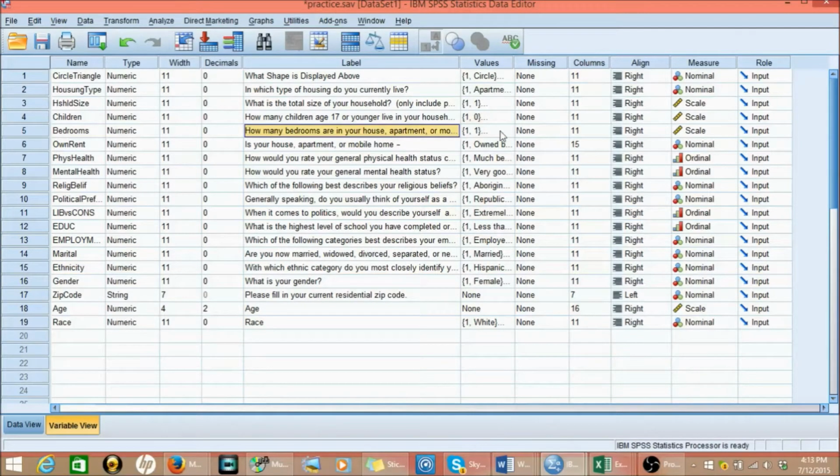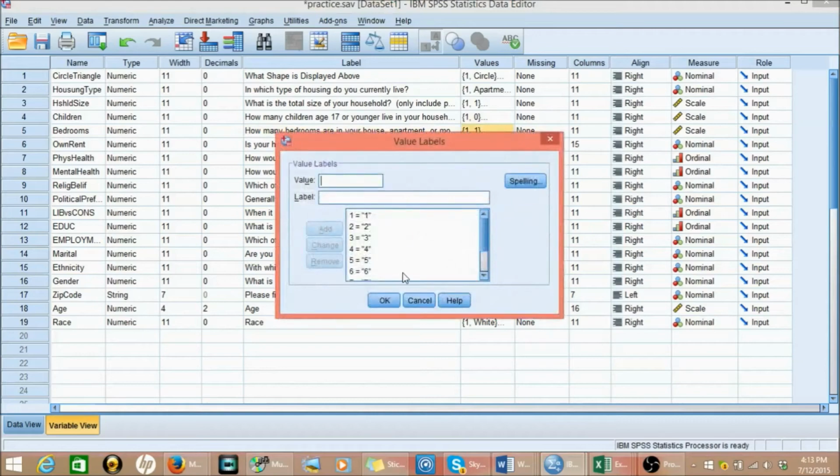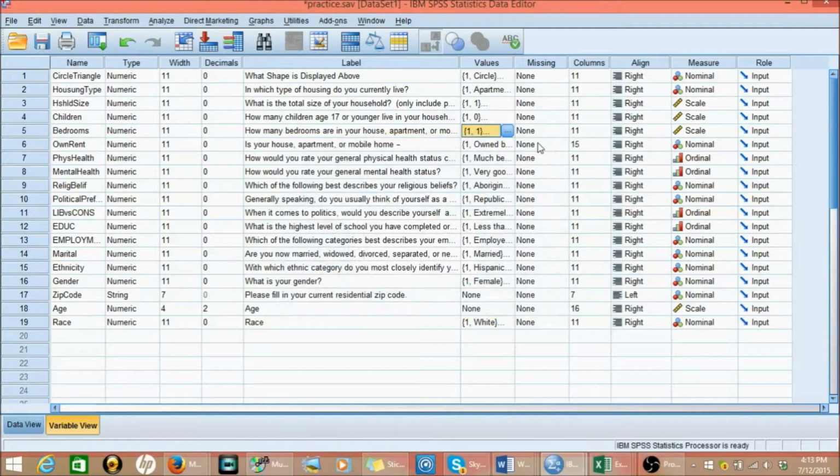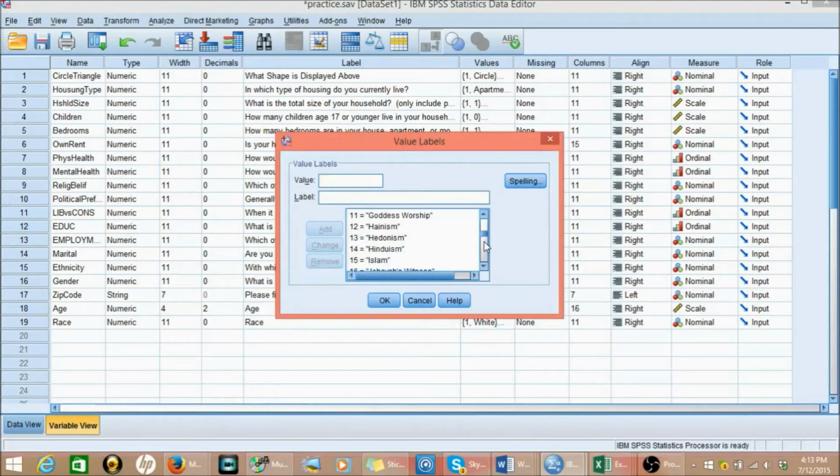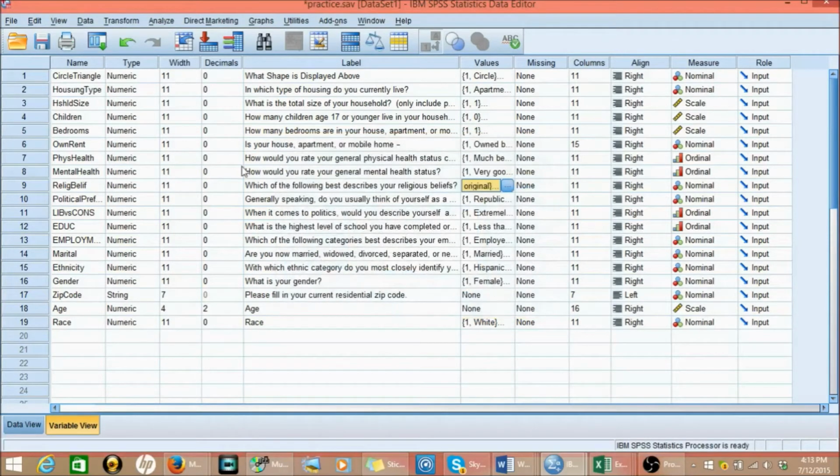How many bedrooms in the house? Again, we can see that 1 equals 1, which we often assume, but that's because it would be hard to find a house without a bedroom. I think that's part of the defining nature of a home. Let's see here. Religious beliefs, makes sense. What following best describes your religious belief? And I can look at this and say, wow, there are a lot of possibilities. For this survey question, there were 36 different possibilities that someone could have answered. Interesting.